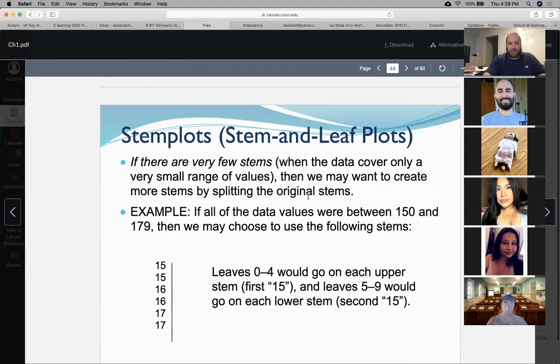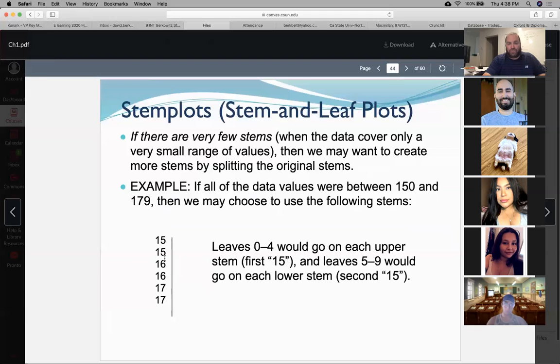Usually, if there's not a lot of stems, you can split stems, do a split stem and leaf plot, like 15 is twice, 16 is twice, 17 is twice, 0 to 4 or 5 to 9, 0 to 4 or 5 to 9, and so on. You can always do that. These are all things that we've seen before, correct? Nothing new here.